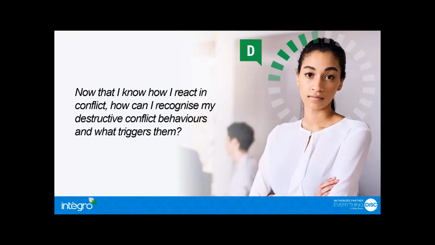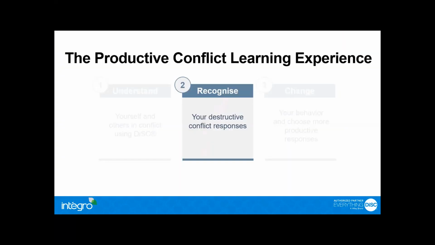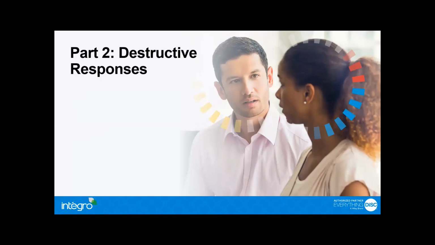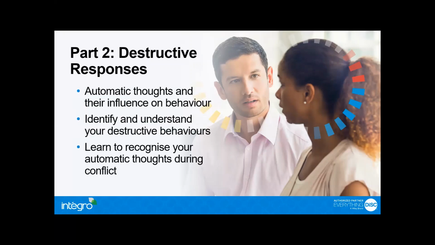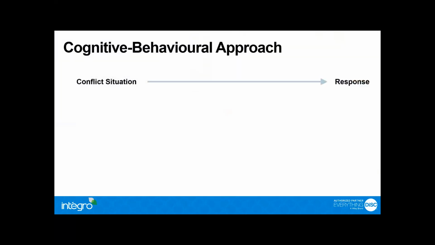So looking back on that situation, Ruby's saying now that I know how I react in conflict, how can I recognize my destructive conflict behaviors and what triggers them? So the second part of the profile and the workshop focuses on recognizing destructive responses. And firstly, it's automatic thoughts that trigger behavior, right? So identifying and understanding your destructive behaviors will help you learn to recognize the automatic thoughts that cause those behaviors, all right? So let's look at an example here.